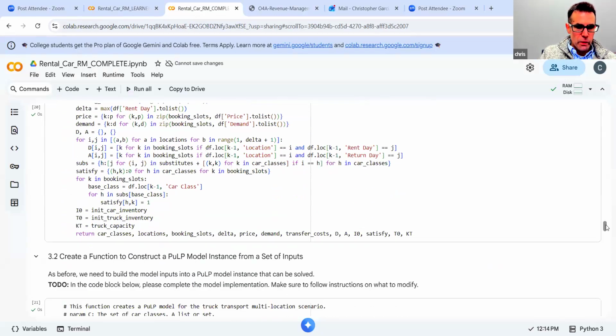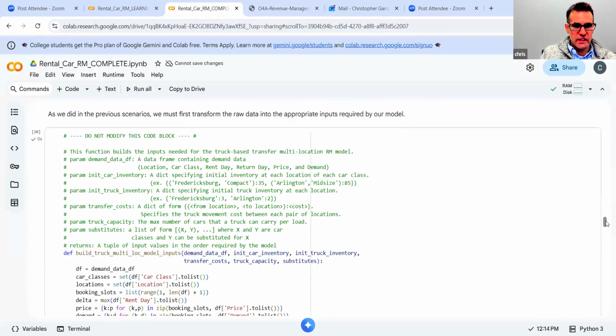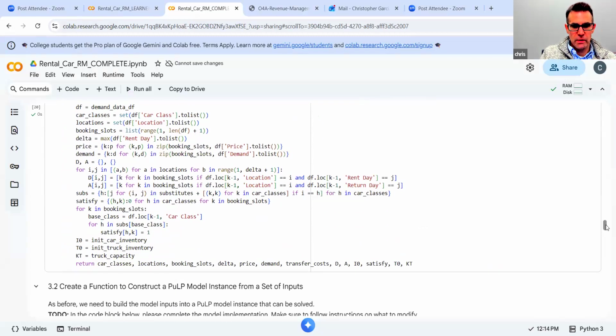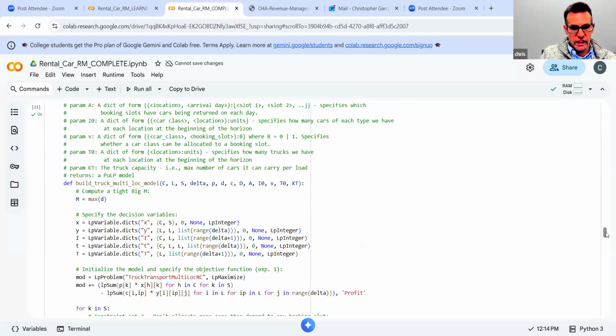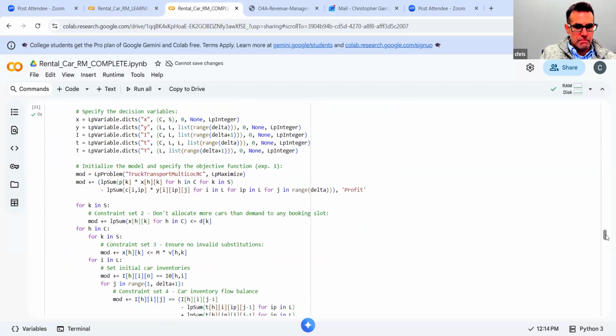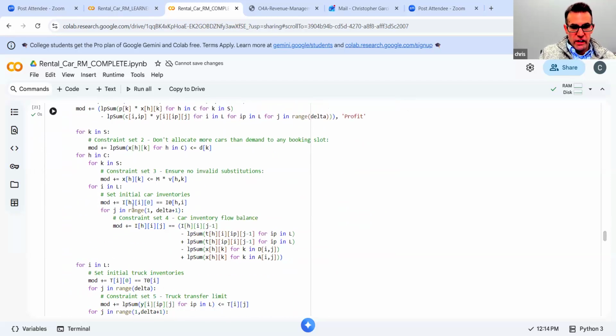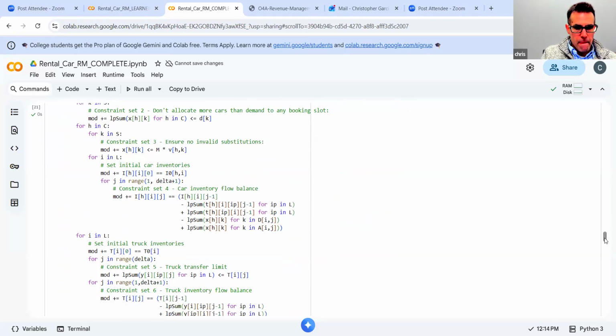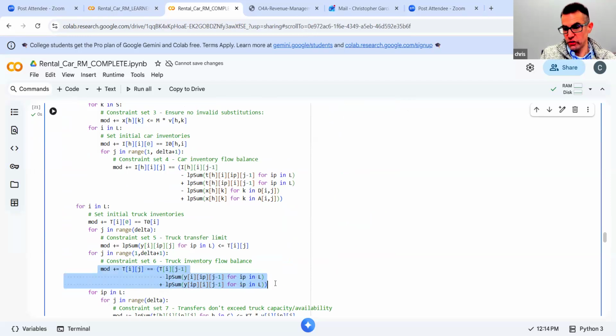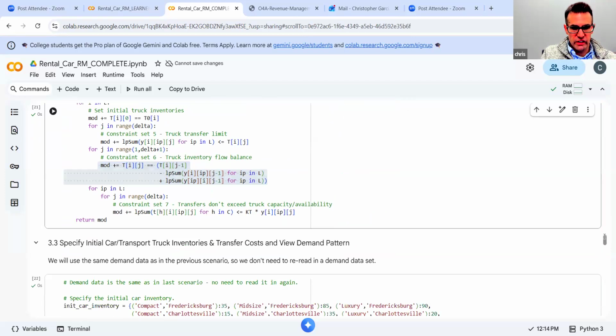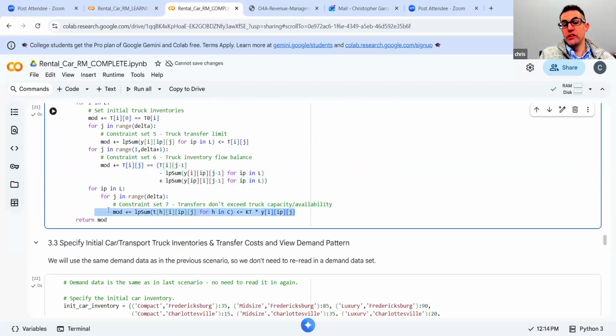So we have the same component here to read in the data from the raw data and produce the inputs into the model. And then we have our function, which builds the truck-based multi-location model. But again, we just have the constraints. So you'll notice here, we have, for instance, our trucking flow that we talked about. Here's our trucking flow that's implemented here. We also have our constraint to make sure that the transfers don't exceed the capacity, just like we talked about, that you guys actually worked out by hand in the last exercise.